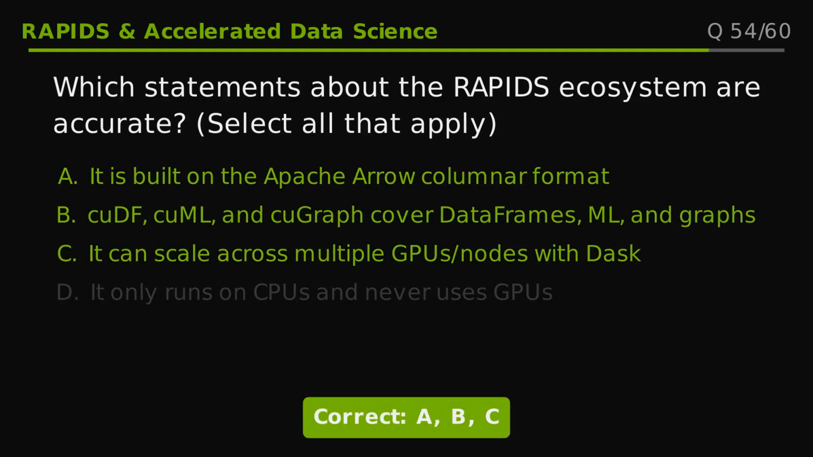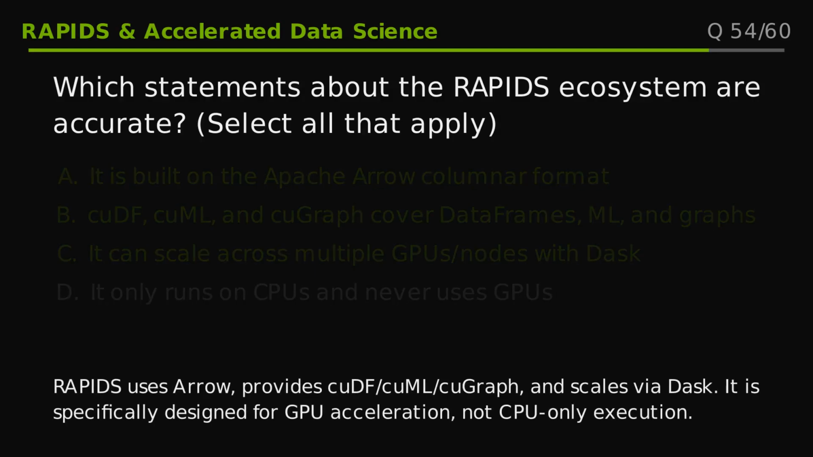The correct answers are A, B, and C. RAPIDS uses Arrow, provides cuDF and cuGraph, and scales via Dask. It is specifically designed for GPU acceleration, not CPU-only execution.